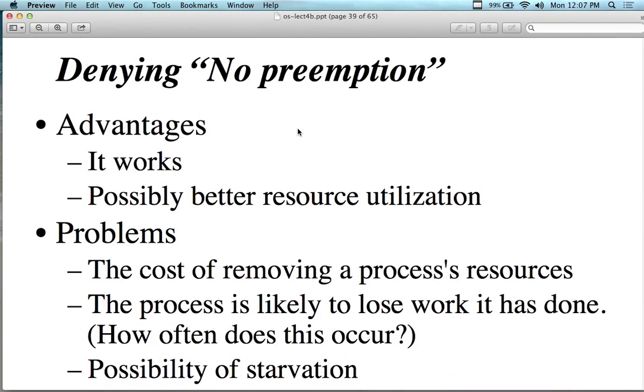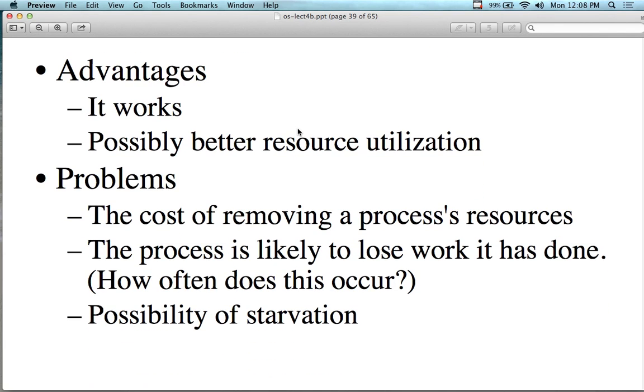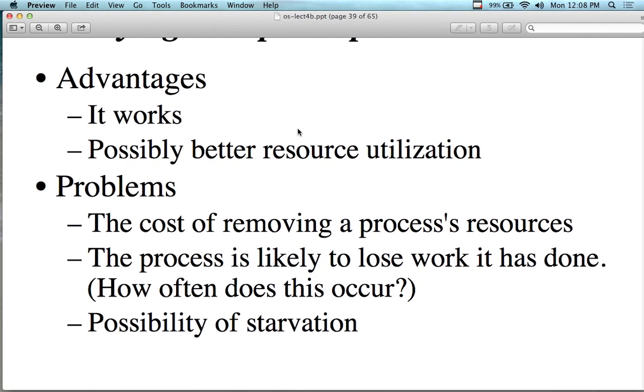Advantages: it works. Also possibility of better resource utilization. Only processes that are able to finish can actually access the resources they need. Problem: the cost of removing a process's resources.